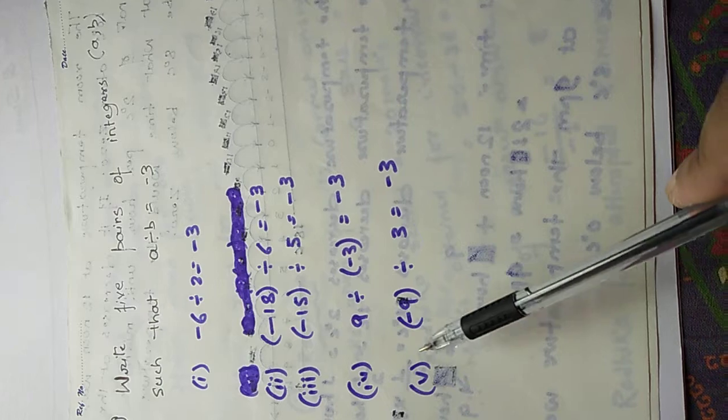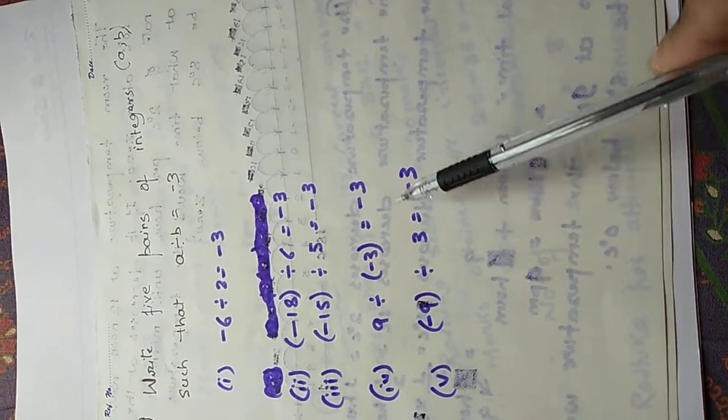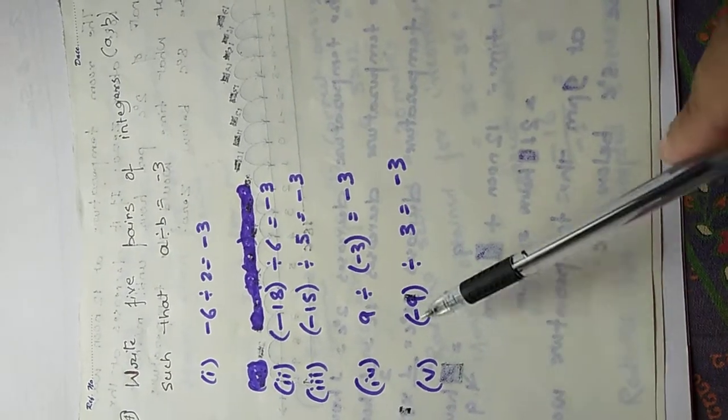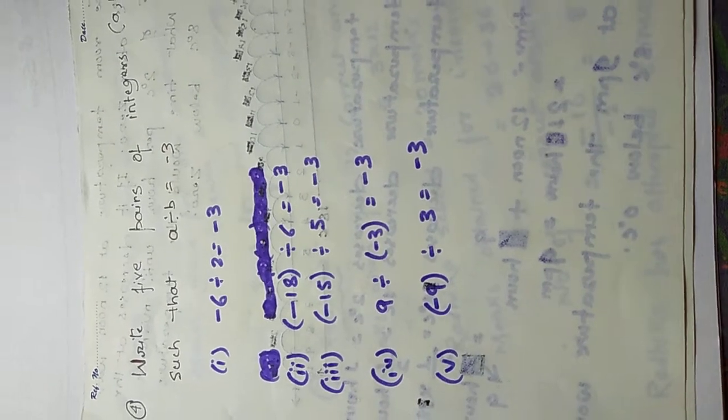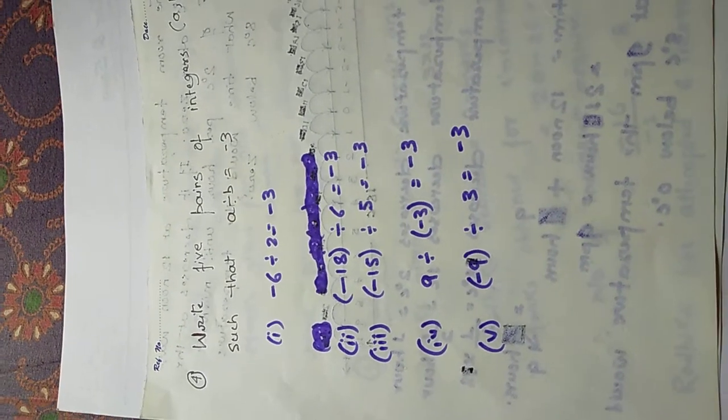Now the fifth pair, minus 9 divided by 3, will also give you minus 3, students. Now what is a? Minus 9. And what is b? It is 3. Exactly, very good. Now let's move on to question number 5.